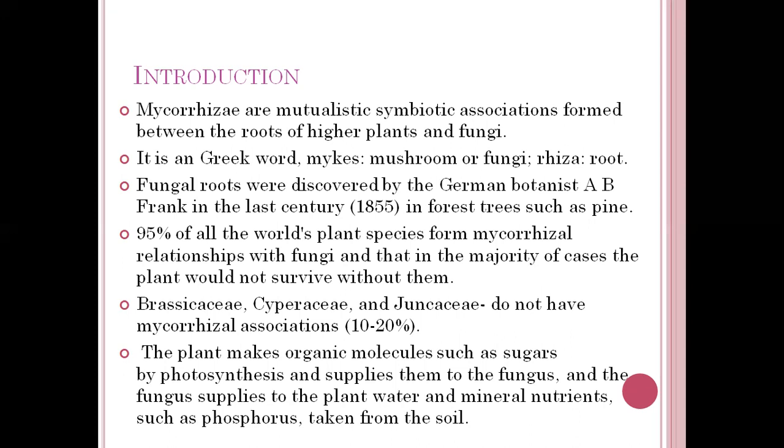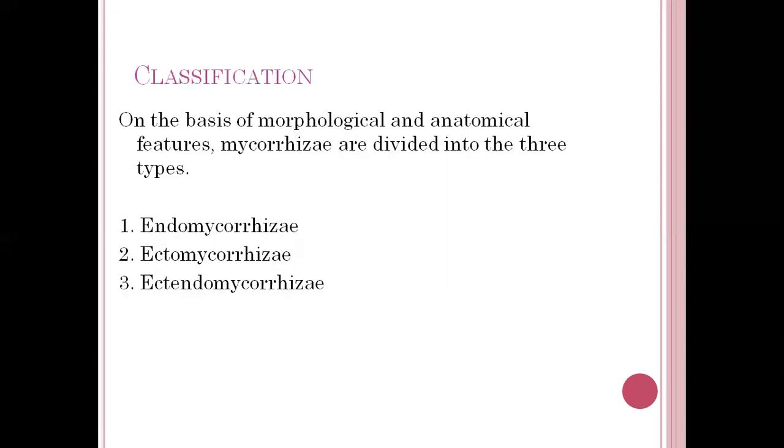In such kind of symbiotic association, the plant supplies the fungus with organic molecules such as sugars, which are formed through photosynthesis, and in turn the fungus will supply the plant with the water and the mineral nutrients which it takes up from the soil. So, as far as the classification is concerned, the mycorrhiza, on the basis of morphology and anatomy, can be classified into three categories. That is endomycorrhizae, ectomycorrhizae, and ectendomycorrhizae.